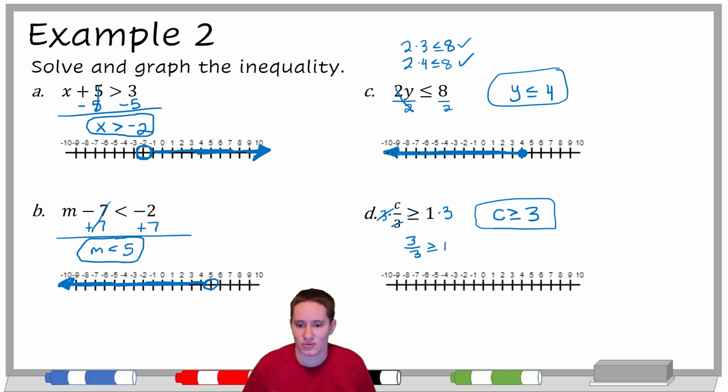So let's put our filled in circle at 3, and then let's shade to the numbers that are bigger than 3, which are to the right. Put our arrow, and voila.